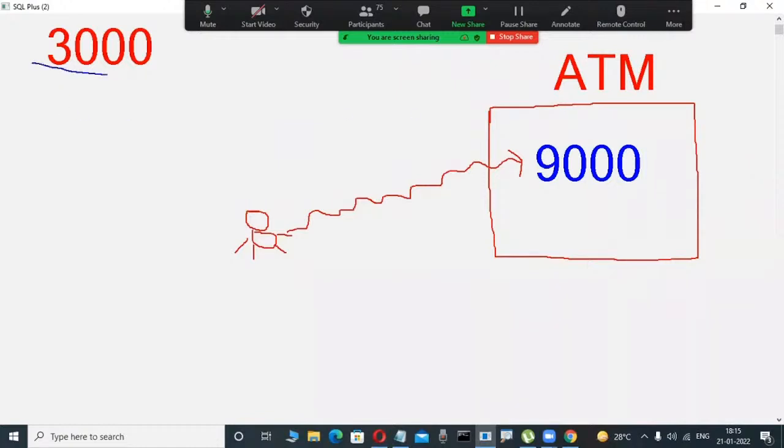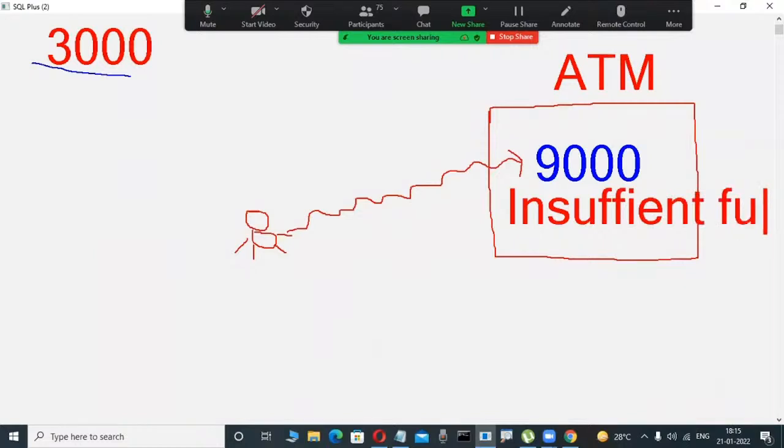No. Here my balance is 3,000, but how can I get it? Okay, so 9,000 rupees is impossible. In this case, it will give a message. You are observing on your ATM machines, maybe some message will be displayed, such as insufficient funds. Why? Because here your balance is low, 3,000, but you are trying to withdraw more than 3,000, that is 9,000, 8,000, 7,000 like that.